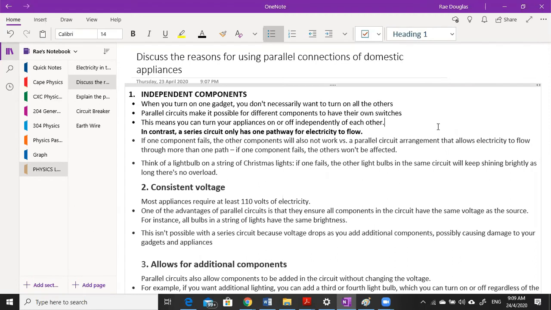But as you can see on my screen, it says, in contrast with a series circuit, if they were in series, you would find that one would rely on the other. So if one got damaged in the process, the other one won't be able to work.